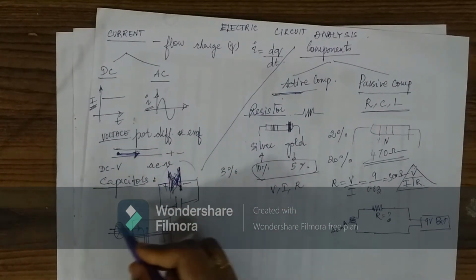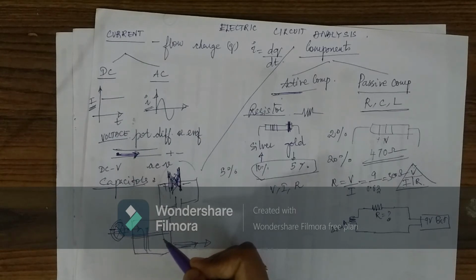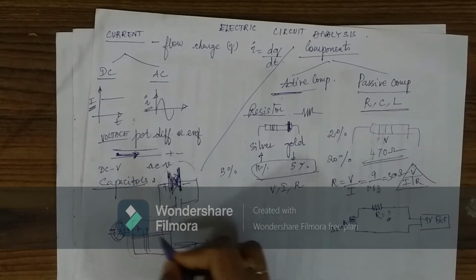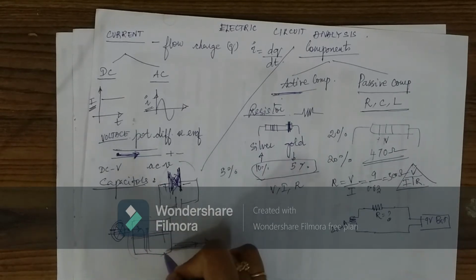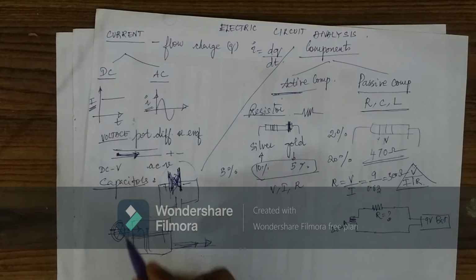If I stop this ball, what happens? Already the tank is having some amount of water, so the water will flow. The water will not stop instantly. Why? Because the tank is already filled with some amount of water. So the capacitor is like this.